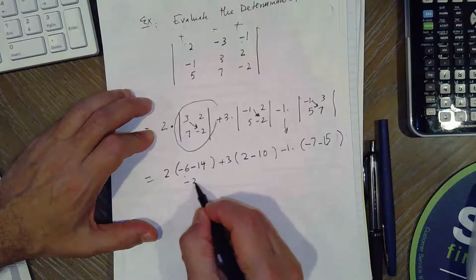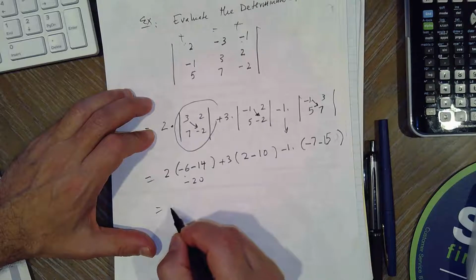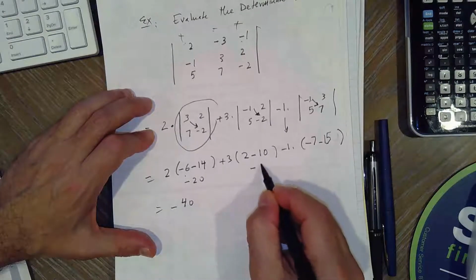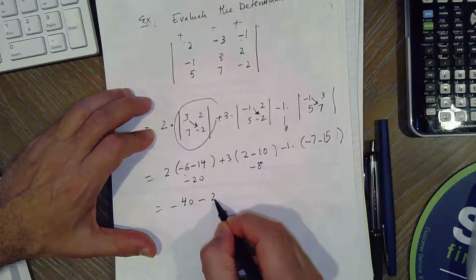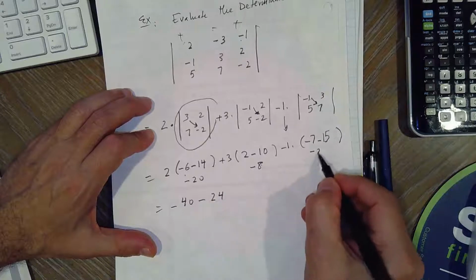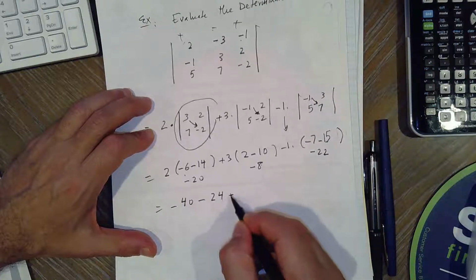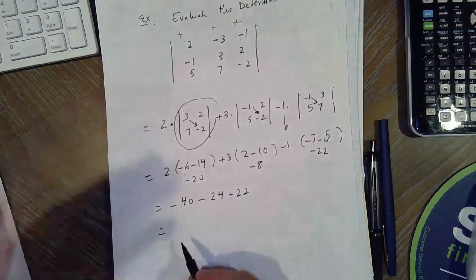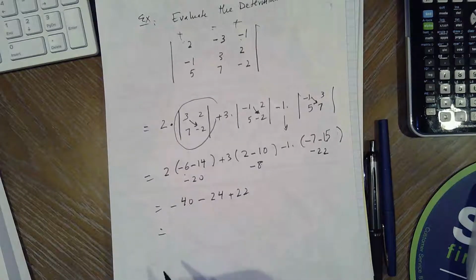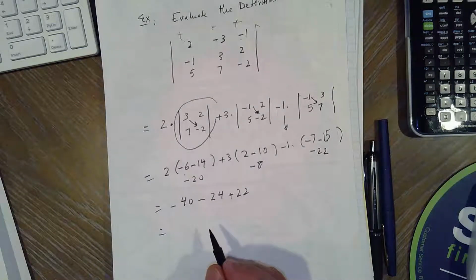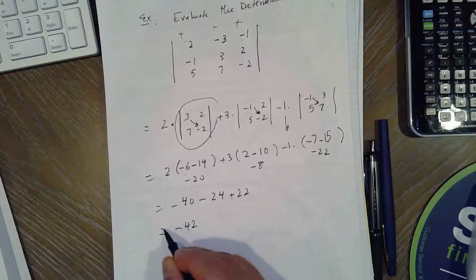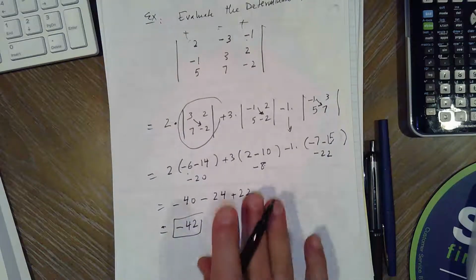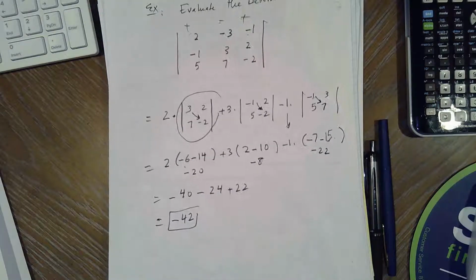So this is -20 times 2 is -40. This is -8 times 3 is -24. -22 times -1 is 22. So you end up with -42. Now we can check this work by using our calculator.